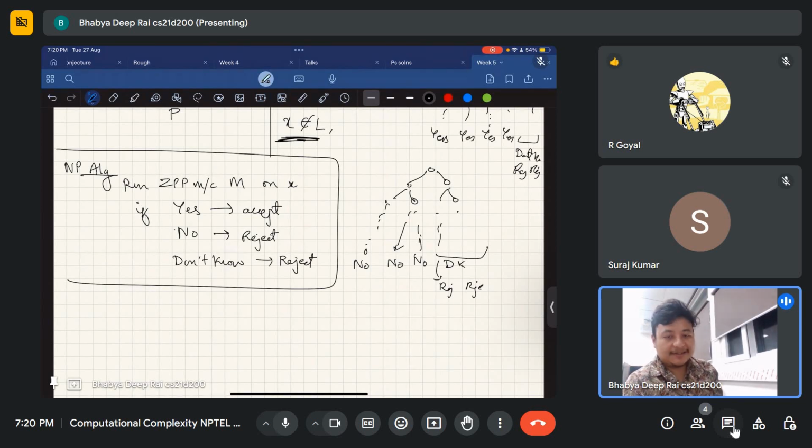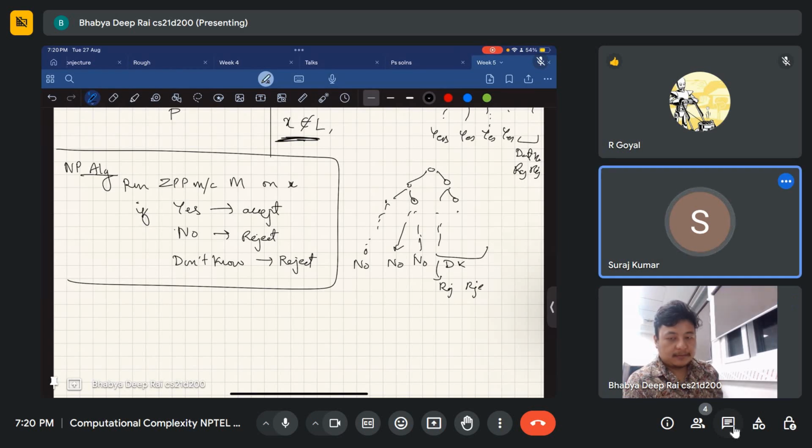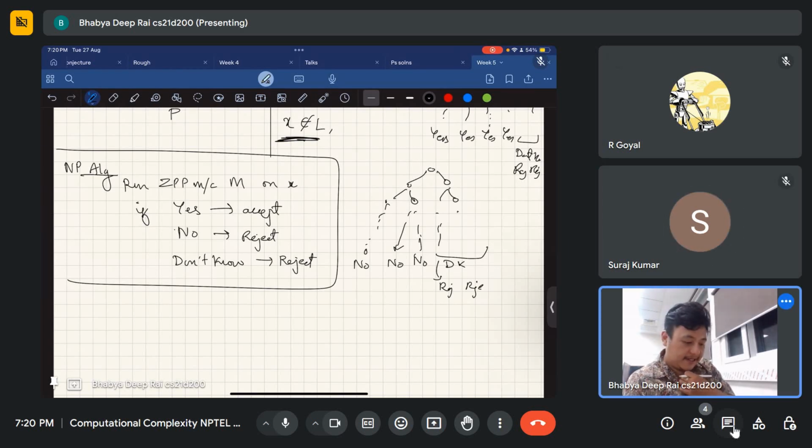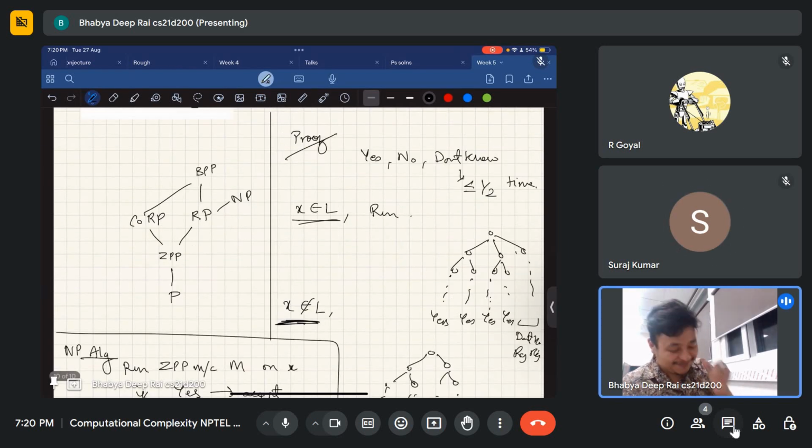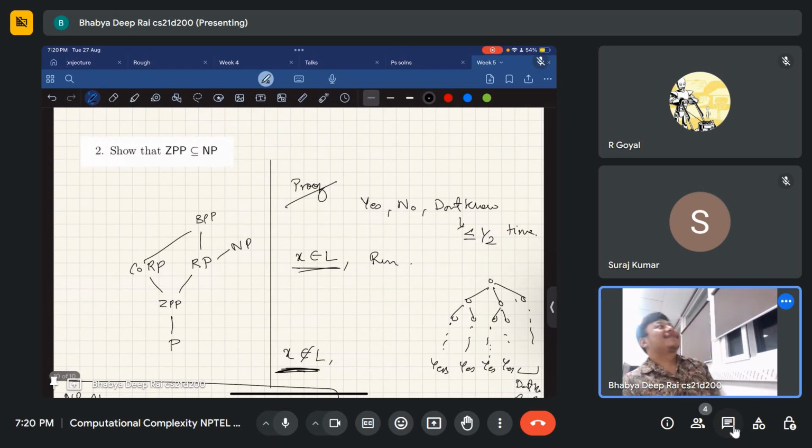Yeah. Suraj, is this fine? Yes. Okay, so that's good. I think I had seen this proof somewhere, but I did not have this in mind initially. So is there an alternate way to show that ZPP is contained in NP? But good, yeah, this is one way to show. This is a direct way to show.